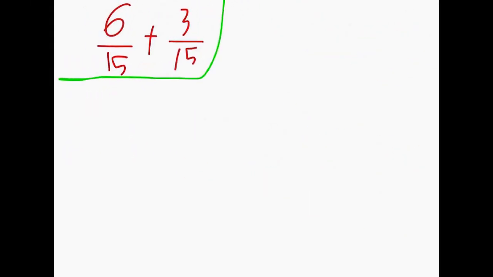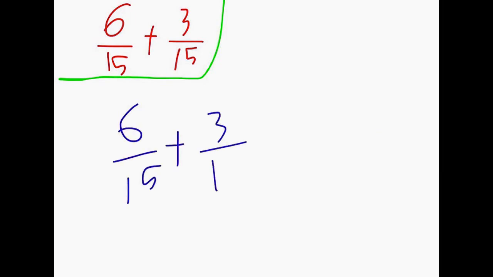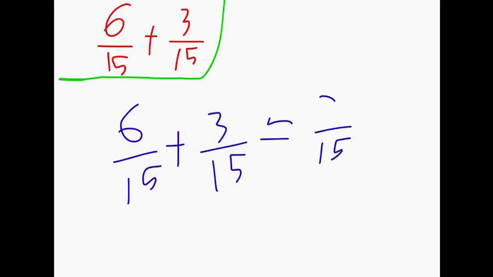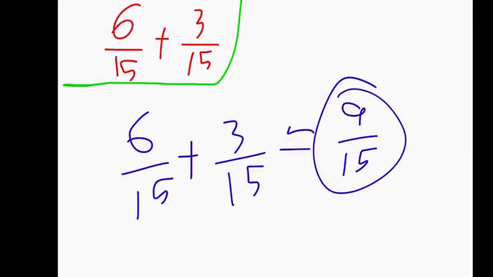Okay, to explain how to solve the problem. 6 over 15 plus 3 over 15. They have a common denominator. So we just need to add these two numbers on top. So we're just going to go 6 plus 3 is 9, so let's go equal 9 over 15, and that's how you solve that one.